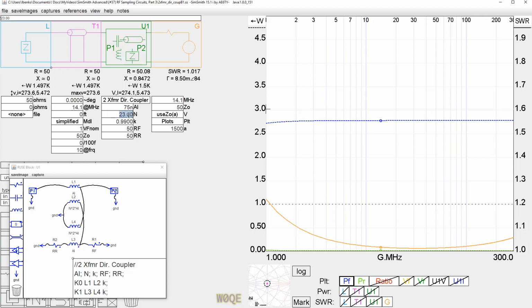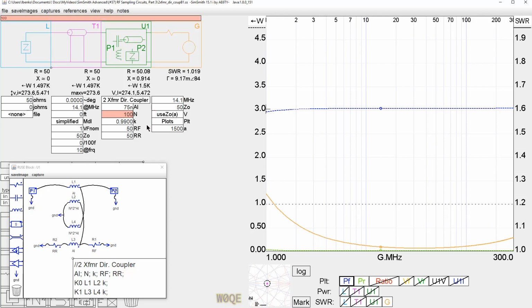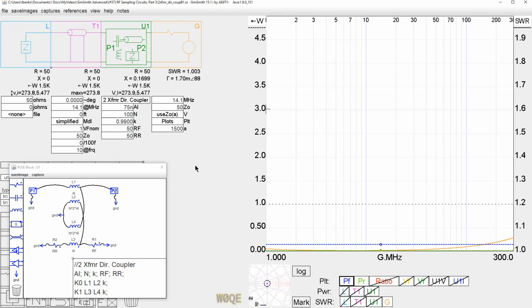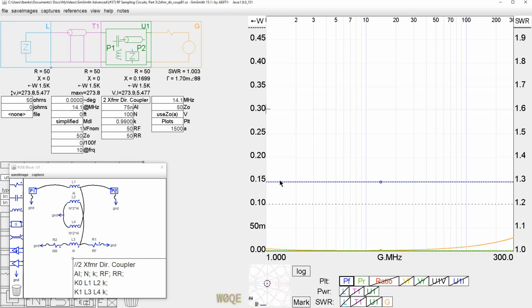This circuit right here, let's change it to 22. What I built was a circuit with 22 turns. To get a 40 dB coupling factor, this needs to have 100 turns on it. At 100 turns, we can see that we have 0.15 watts here out of 1500, which is 40 dB down. And with that many turns, of course, the SWR is very, very good down here.